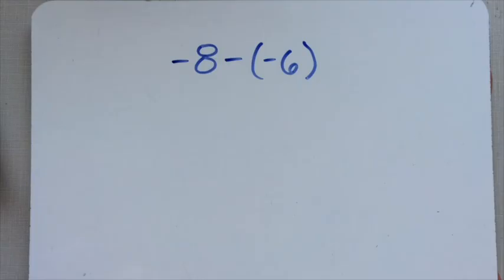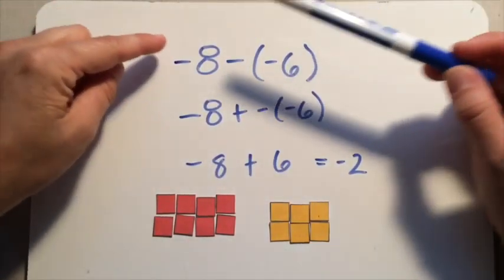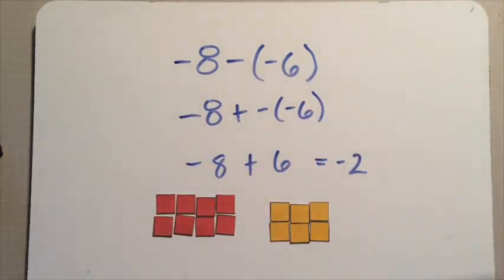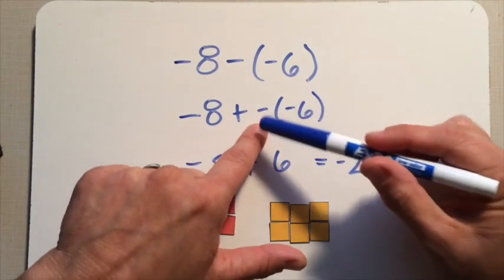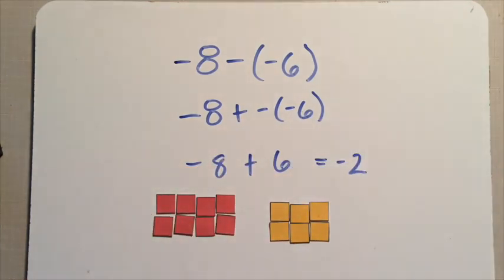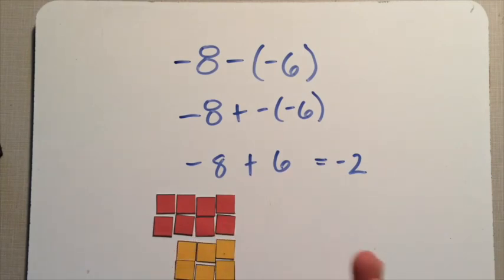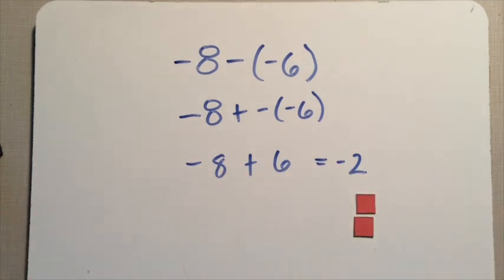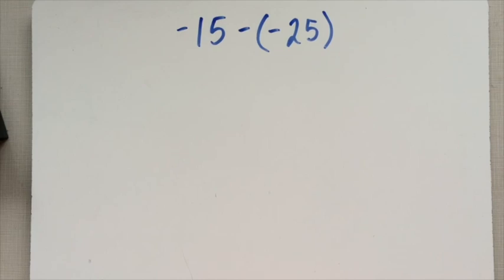Let's try another one. All right, getting trickier. Try negative 8 minus negative 6. Pause the video, give it a try. All right, so you can see that I brought down my negative 8. That stays the same. I push this negative 6 over to the side and put a plus in front. And the opposite of negative 6 is a positive 6. So I've got 8 negative 1s, 6 positive 1s. I know that these 6 positive 1s are going to eliminate 6 of these negative 1s, leaving me with an answer of negative 2.